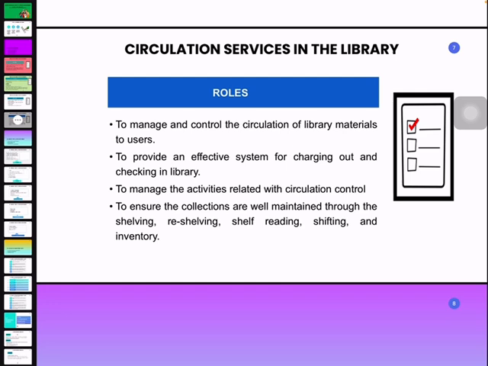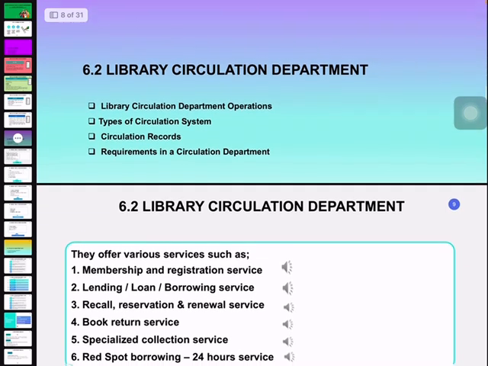Next, to manage the activities related with circulation control. So any activities related with the circulation will be handled by this department to ensure the collections are well maintained through the shelving, reshelving, shelf reading, shifting and inventory. So any books, any materials on the shelf will be monitored by the circulation service or circulation department.